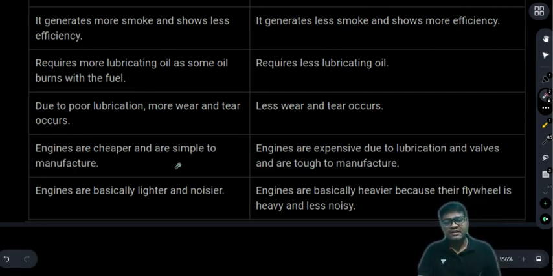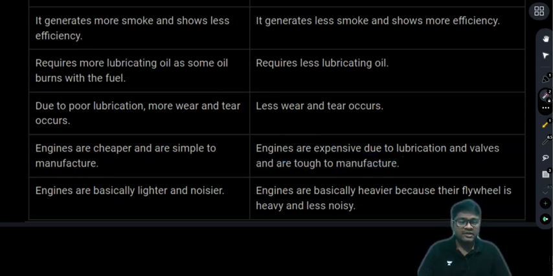So it is easy to manufacture two-stroke engines, but in a four-stroke engine there is the valve arrangement, right? So for that, it will be expensive. Engines are expensive due to lubrication and valves, and tough to manufacture. Definitely, it will be very tough to manufacture and design also, right?